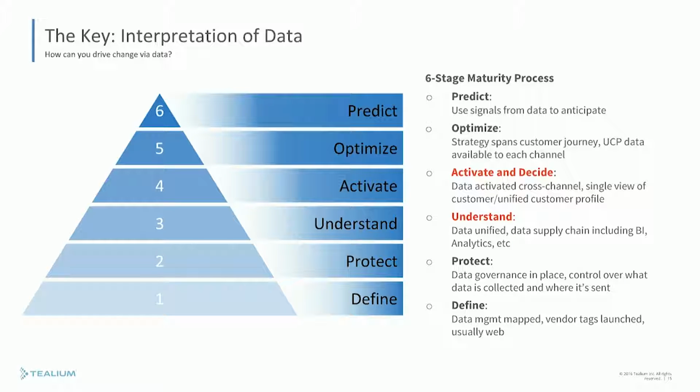Obviously, as Danny said in the beginning, you can automate a lot nowadays, and you should automate quite a lot, but obviously it is very important that people understand, activate, and decide. This is why you can see it in red in the middle. The unified data and the data activation cross-channel is something that an expert has to do him or herself, and to drive the necessary change in the organization.